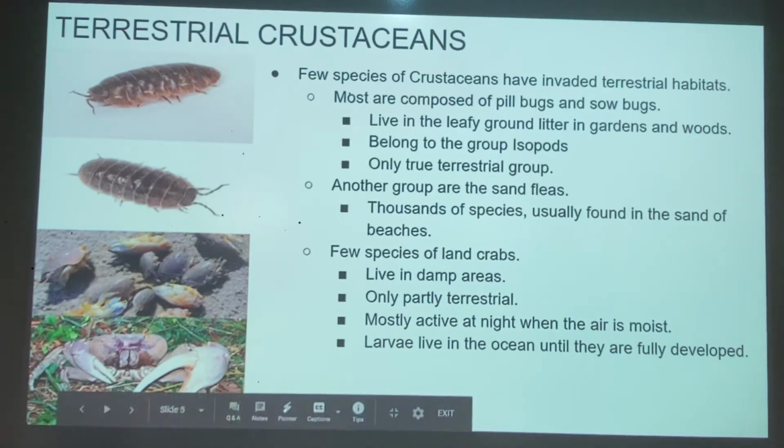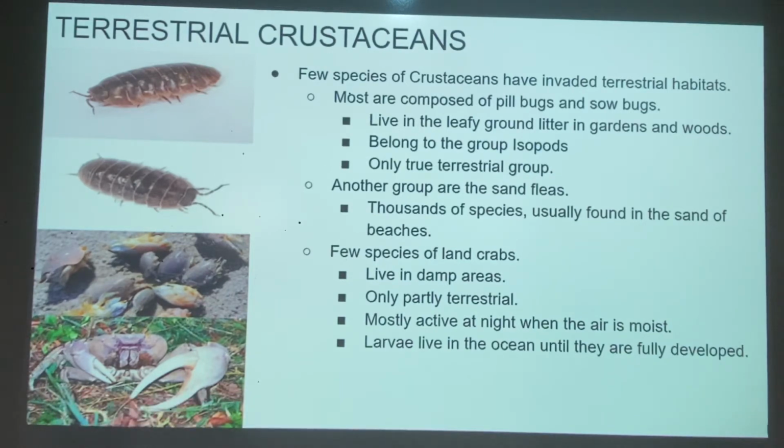And then we do have a few species of land crabs, but they do live in damp areas, meaning they're only partly terrestrial. They do rely on water, and they're most active at night when the air is moist. Their larvae are going to live in the ocean until they're fully developed to look like a crab at first. That's why we can't say that they are truly terrestrial.